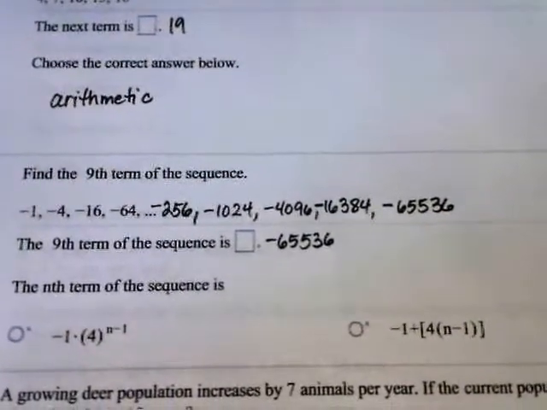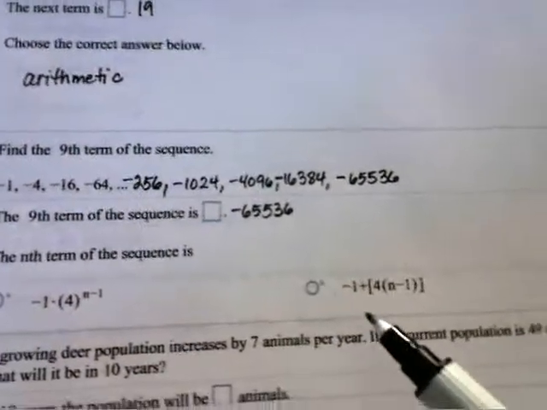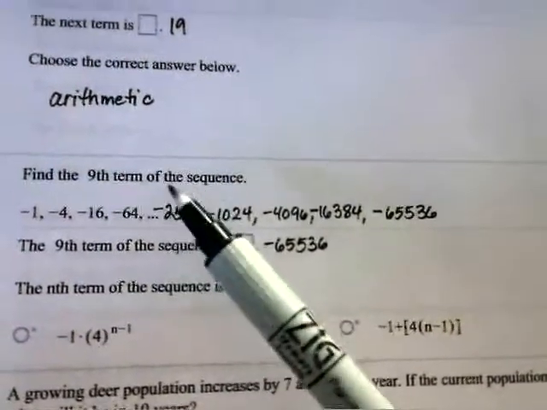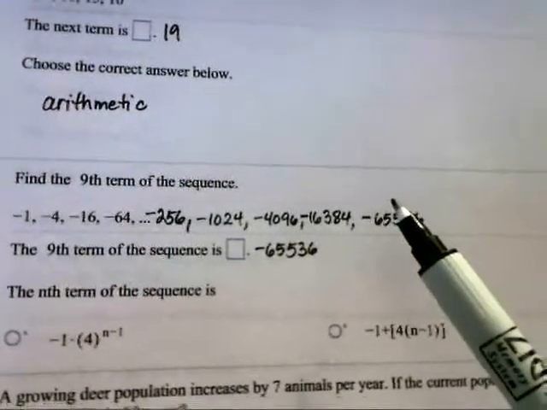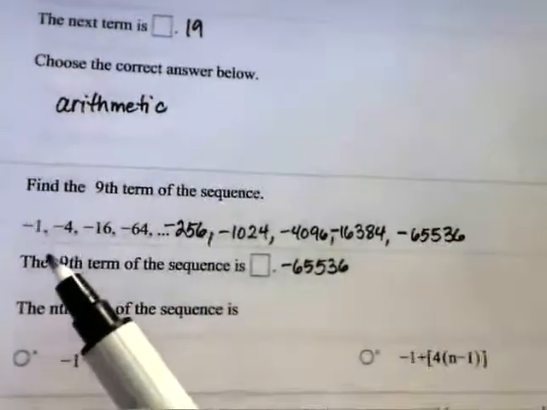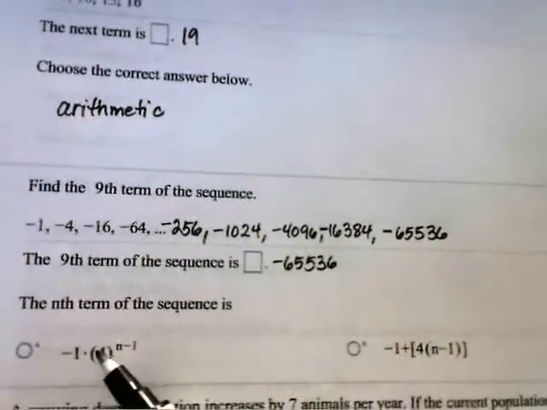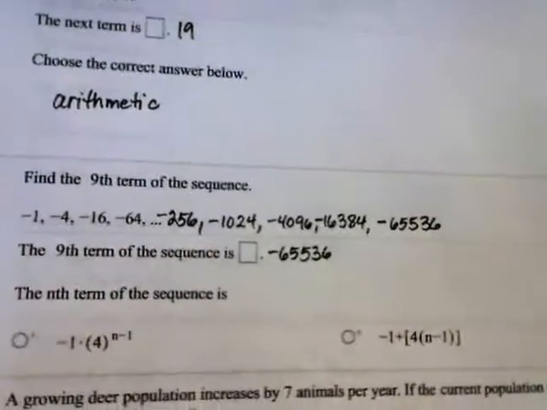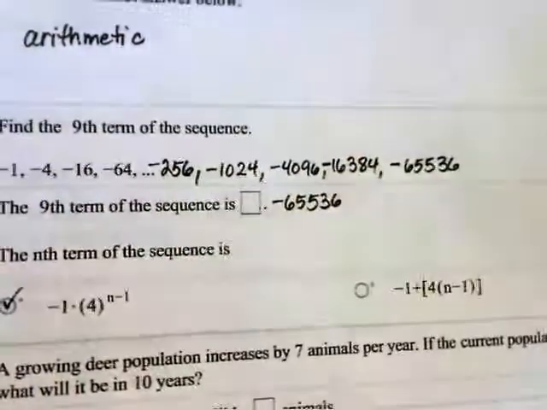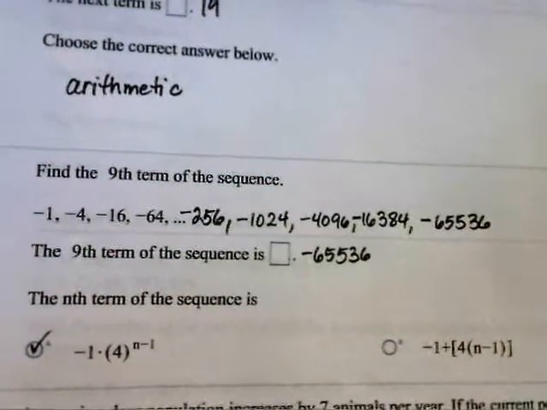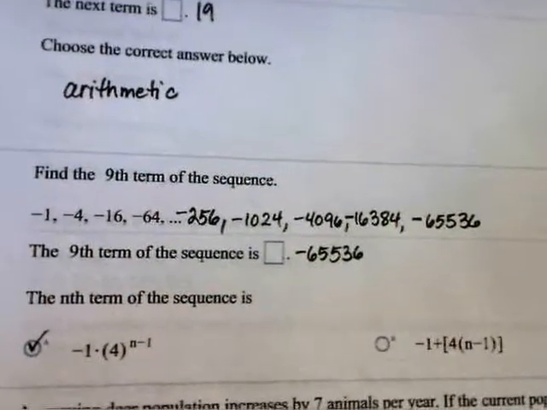And then the other part of that problem is to find out which formula fits that particular sequence. I can tell that this is a geometric sequence because we're multiplying by 4 each and every time, so it is qualified as a geometric sequence. So it will have to be part A, because if you notice the first term is -1, multiplied by the common ratio, which is 4, raised to the n minus 1. So it would be -1 times 4 to the n minus 1, which is answer A.